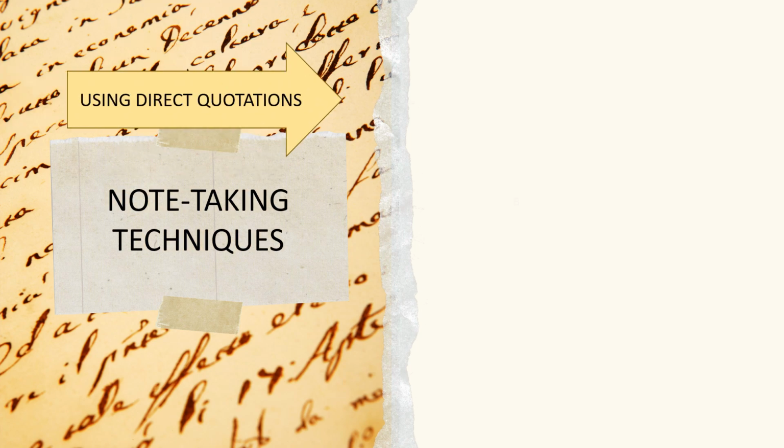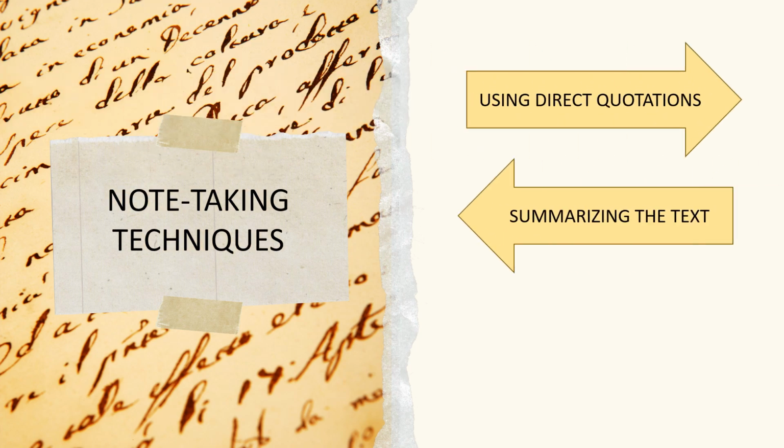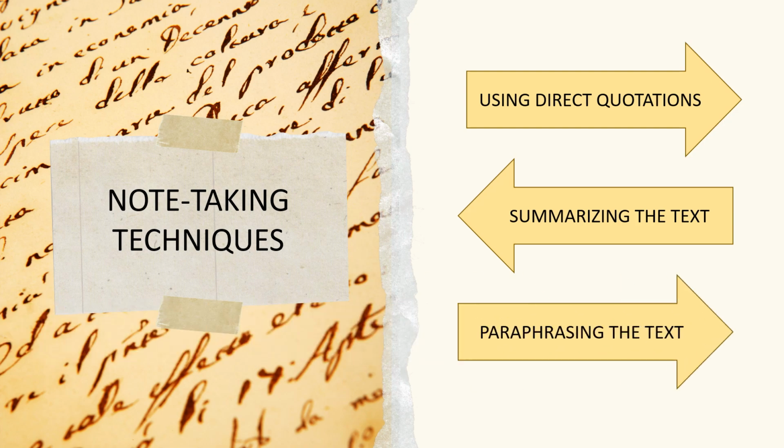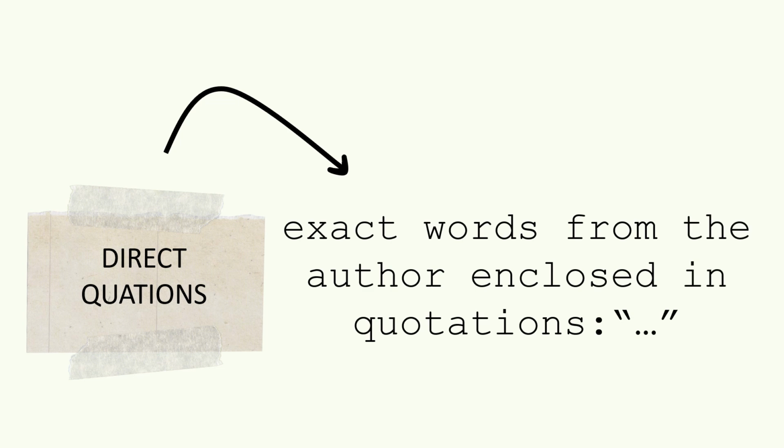Now, there are different note-taking techniques for you not to commit plagiarism. And those are just additionals, alright? So, we have what we call using direct quotations, summarizing the text, or paraphrasing the text. Now, direct quotation is using the exact words of the author enclosed in quotations. Okay? You have to use quotation marks to give your readers a signal that the words are not yours and you just directly quote it from other people. Okay?